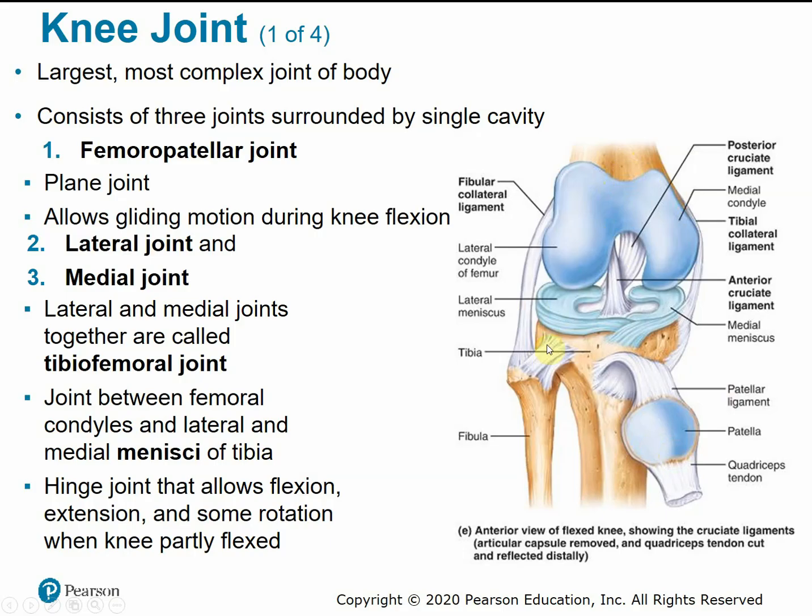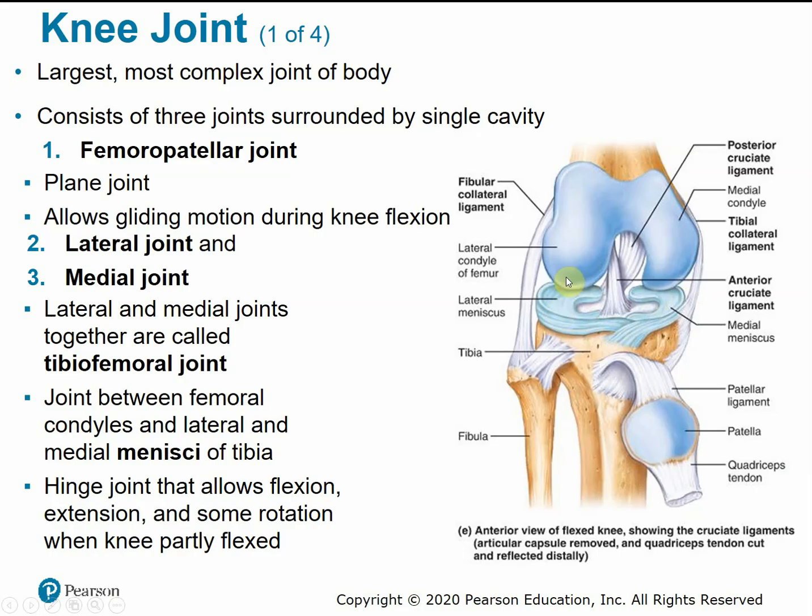The lateral and medial joints are called the tibiofemoral joints. So this is where the tibia and the fibula join together and then join to the femur. So this is the joint between the femoral condyles and the lateral and medial menisci of the tibia. So remember those fibrocartilage pads just to improve the fit and support stability of the joint.